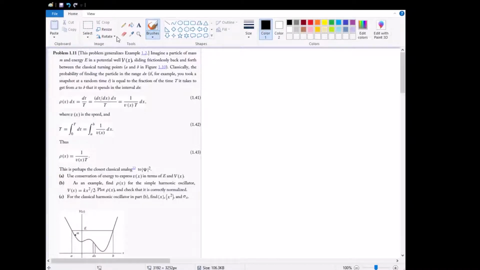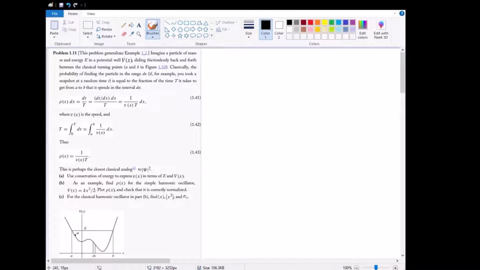Problem 1.11 is a generalization of example 1.2. We covered this quite a while back. If you do not remember it, I would recommend you go watch that video first. It covers basically dropping a rock off of a cliff and taking a continuous series of photographs as it falls, and analyzing the probability of where the rock would be if we randomly selected a given photograph from our infinite continuous stack of photos.